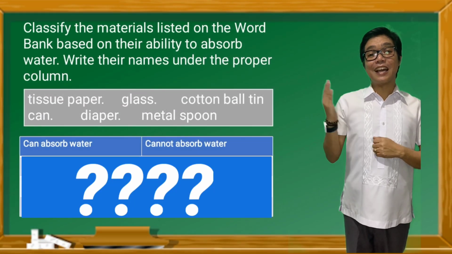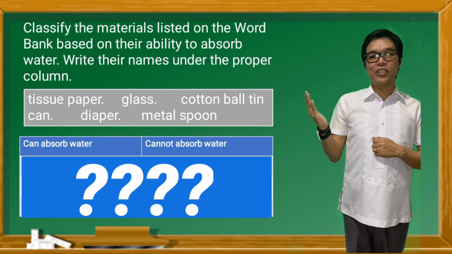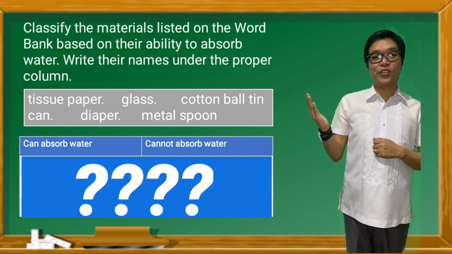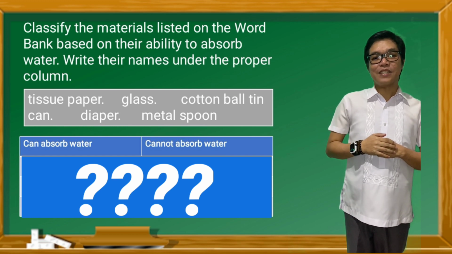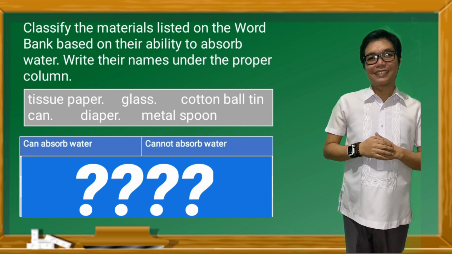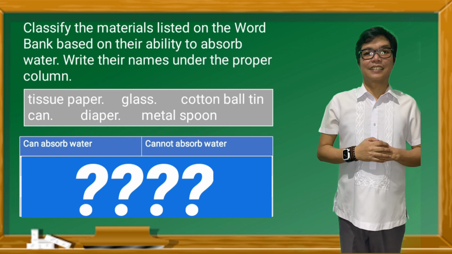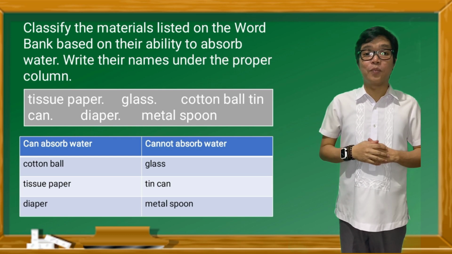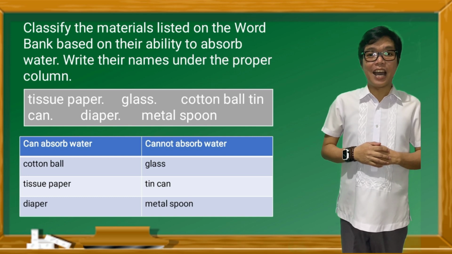Let us try to do this activity. Classify the materials listed on the word bank based on their ability to absorb water. Write their names under the proper column. Good job! You are correct! Materials that can absorb water are cotton balls, tissue paper, and diaper. While materials which cannot absorb water are glass, tin can, and metal spoon.